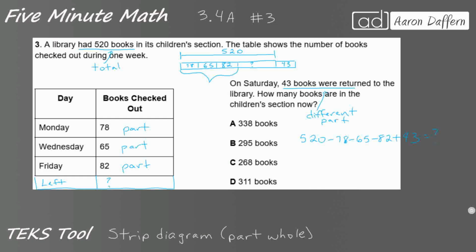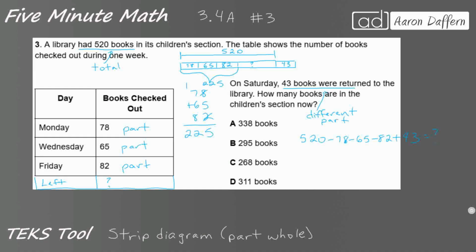How much did we actually check out? Well, we checked out 78, 65, and 82. Let's add those. Make it 10 if possible. 10 and 5 make 15. So that's going to be 8 and 8 make 16. And the 2 is 22. So 225 books were checked out.